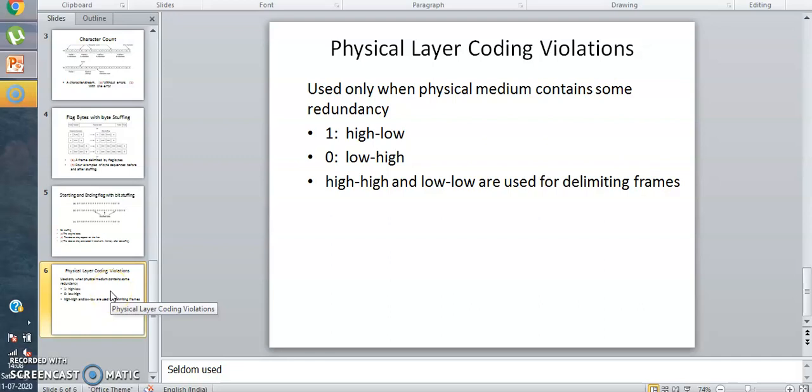The fourth one is physical layer coding violations. This method of framing is only applicable to networks in which the coding on the physical medium contains some redundancy. For example, some LANs encode 1 bit of data by using 2 physical bits. Normally, a 1 bit is a high-low pair and a 0 bit is a low-high pair. This scheme means that every data bit has a transition in the middle, making it easy for the receiver to locate the bit boundaries.